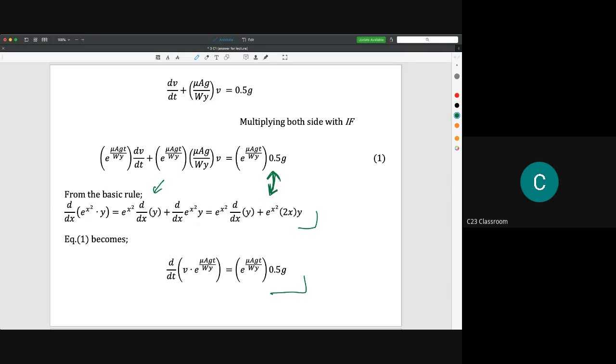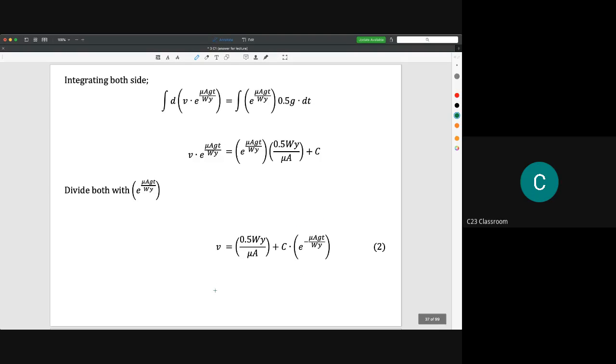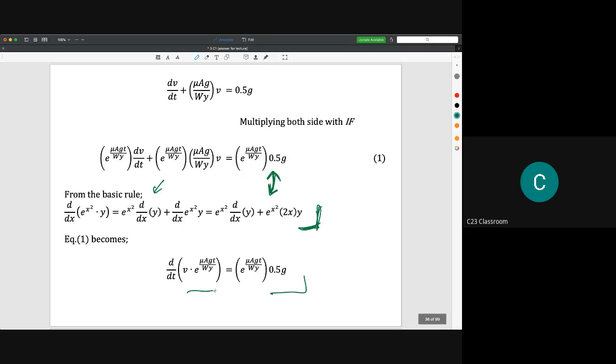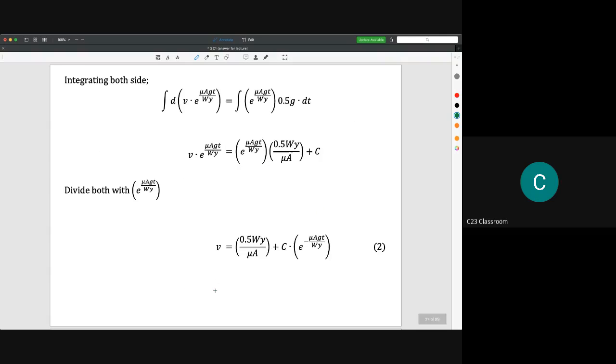Then from equation 1, from these basic rules, it is equal to d/dt of v times e to this power, equal to this one. Now we bring the dt to the right hand side and integrate both sides, so we get this term. To make it easier, we divide the left and right hand side terms by the e with the exponent. Finally you will get the value of this one.